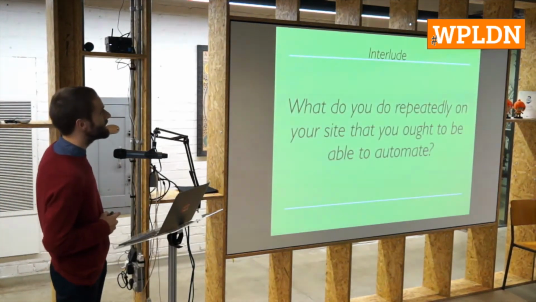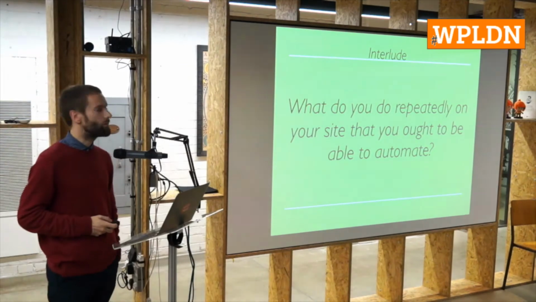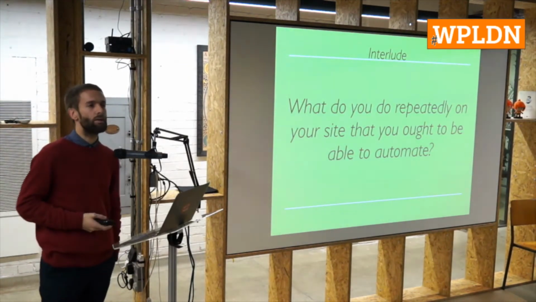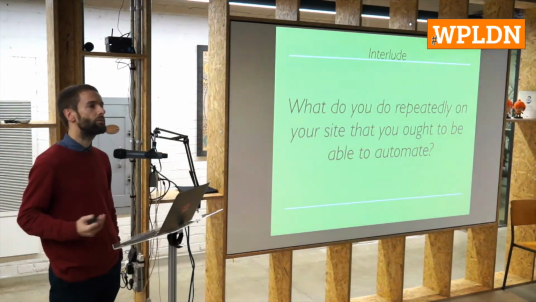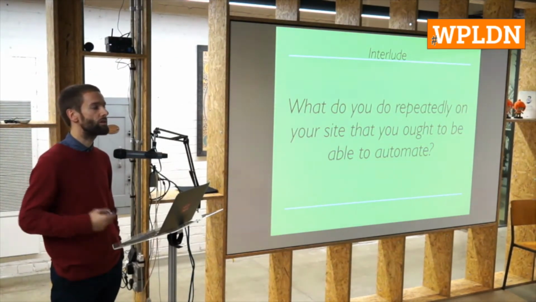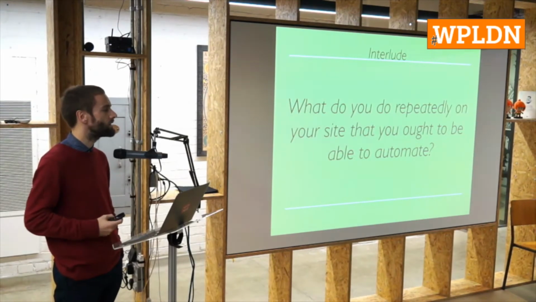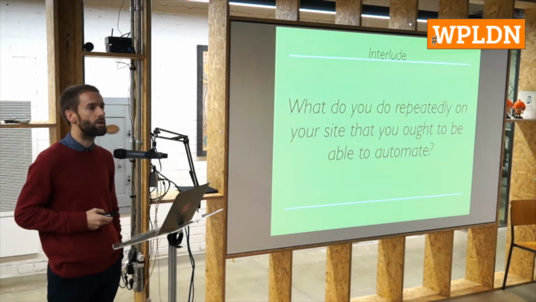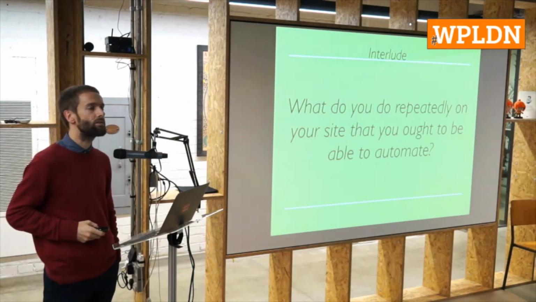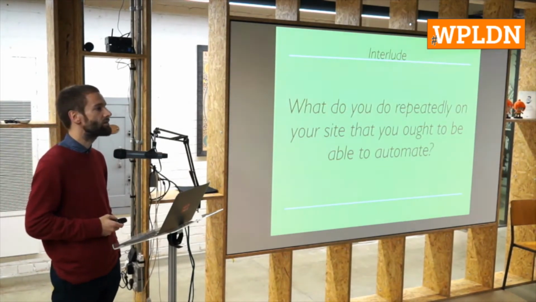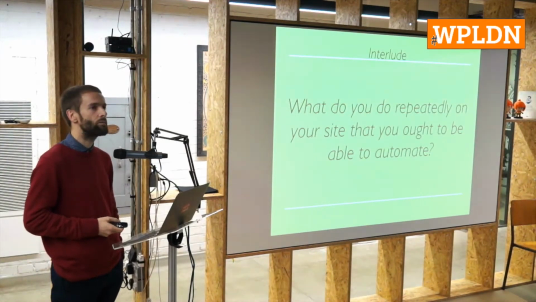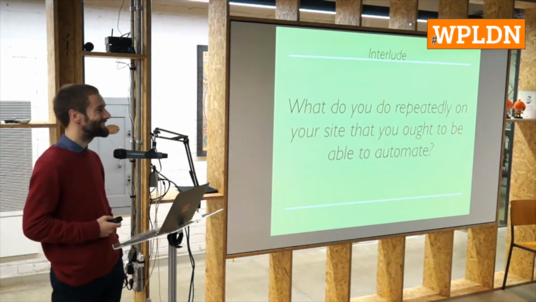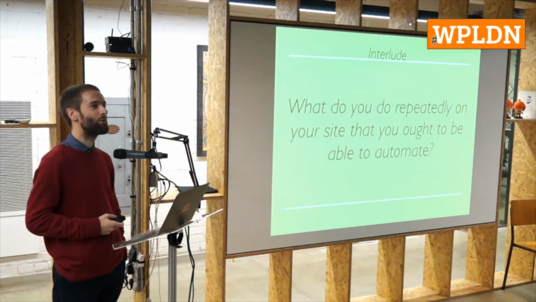So quick interlude. I want to get a few answers from some of you. What do you do repeatedly on your site that you ought to be able to automate? I've already given a partial example there of setting up a WordPress site to begin with. If you build lots of sites for clients, you know, the whole process of installing WordPress, putting some plugins and themes on there. Has anybody got any ideas of what other things you do on a regular basis in WordPress that you really think, oh, I should be able to automate this? Any ideas from anyone? Surely there's some laborious process.